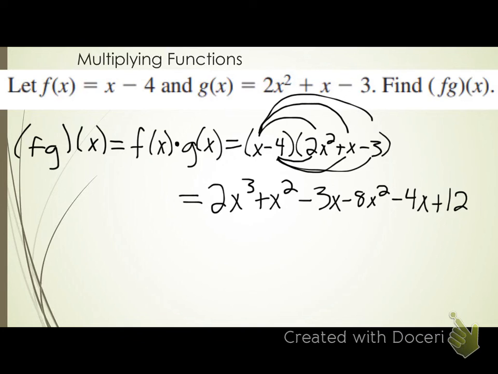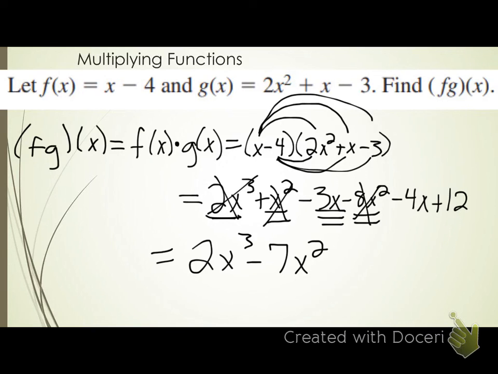what do I do now? Combine my like terms. Do I have any other x cubes? No, so this just comes down by itself. Do I have any other x squareds? Negative 8x squared. X squared minus 8x squared gives me negative 7x squared.